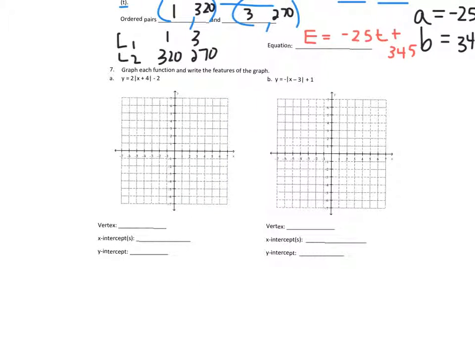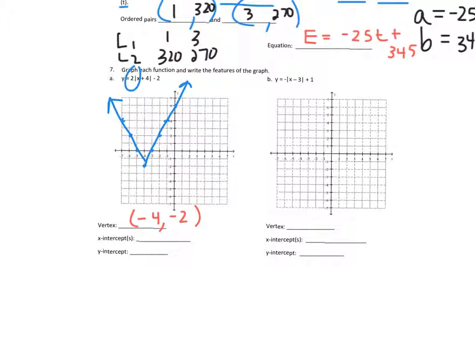Okay, 7, graph each function and write the features of the graph. The vertex is going to be at (-4, -2). Whatever is with the x is always opposite, and the y value stays the same. So I'm going to make my vertex at (-4, -2), and my slope is 2. From this point, I'm going to go up 2, right 1, up 2, right 1, and continue that pattern. And go the other way too: up 2, left 1, up 2, left 1.